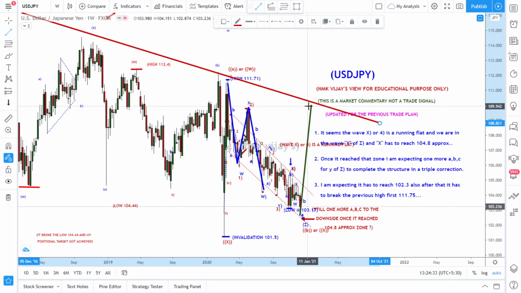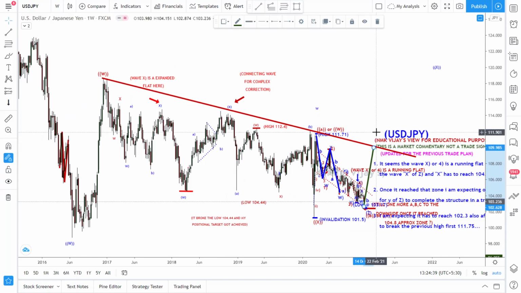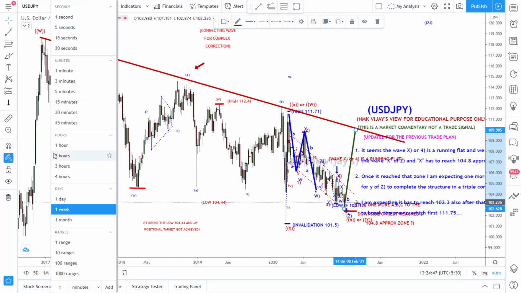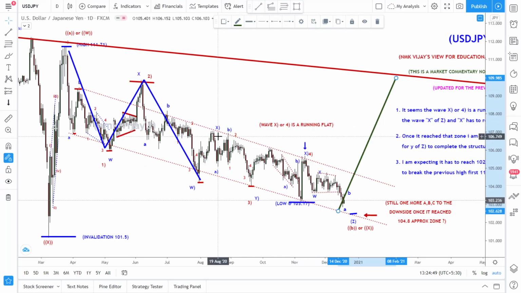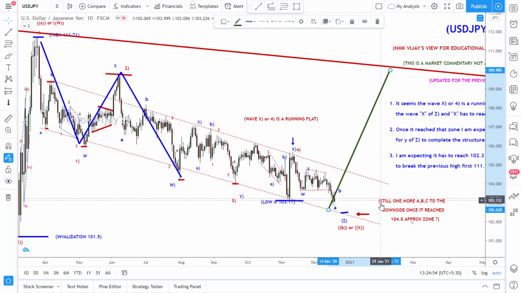So the first target would be 109, 110. You can make it 110. And once it breaks and retests, then you have to look for that further correction. So we need to get ready in this correction. In the daily, I have explained that here also in this weekly analysis.